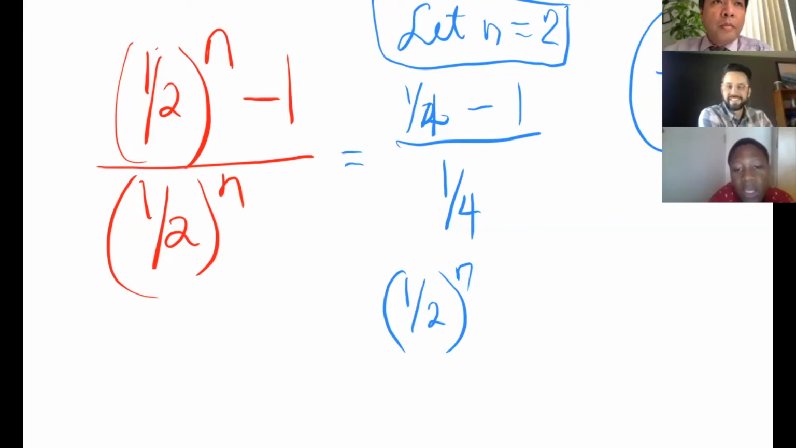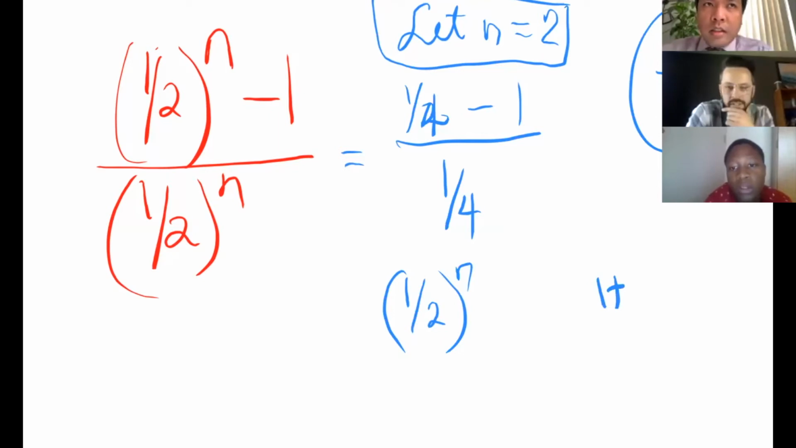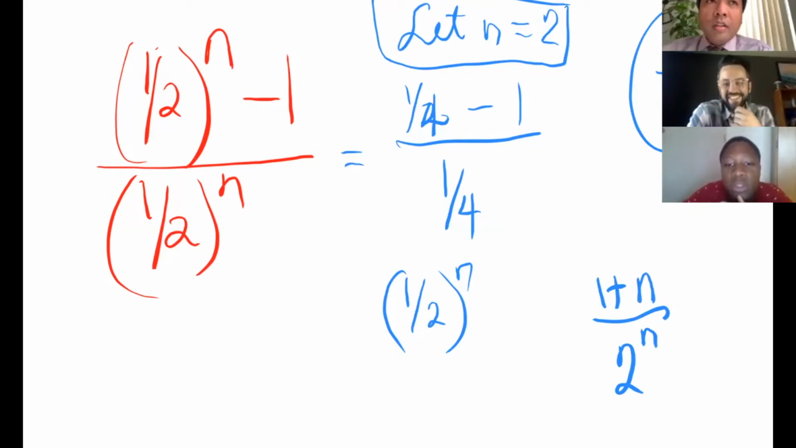So it's gonna be 1 plus n over 2 exponent n. So you said 1 plus n over 2 exponent n. No, it's not gonna work. Why is it not gonna work? Because if I say 1 plus n, it's gonna be 3 exponent... it's gonna be 3/4. No, not 3/4. It's gonna be 8/4. So how will you modify your first proposal?